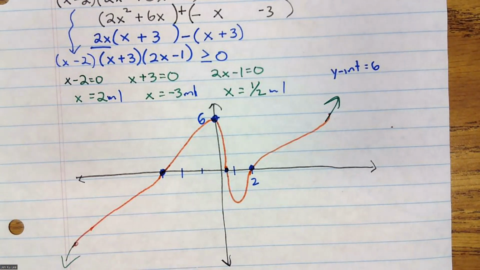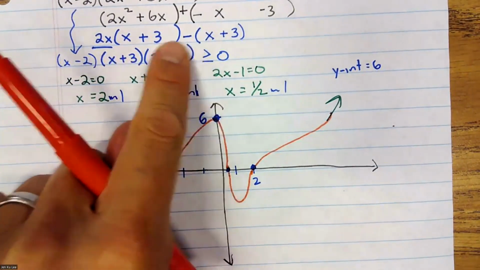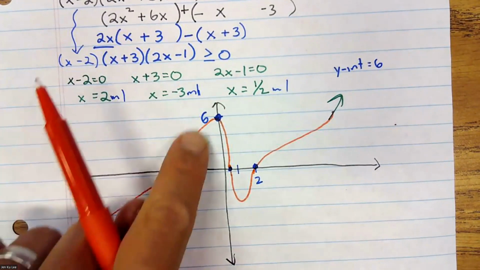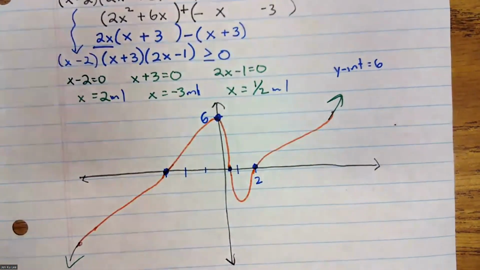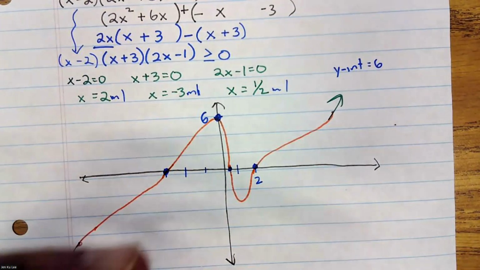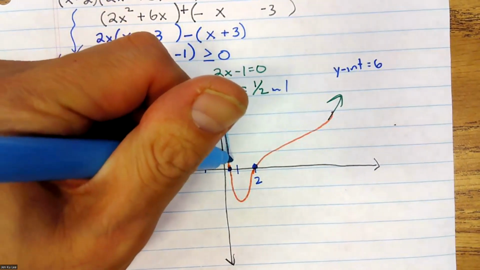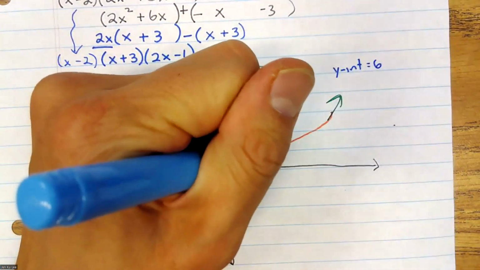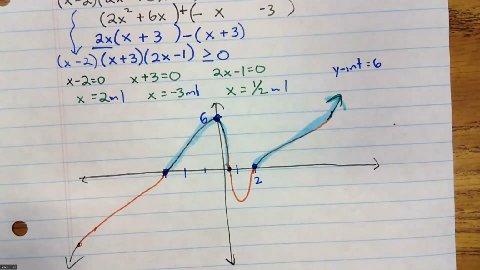So now if I look at this equation, I want this whole thing, we would have graphed, to be greater than or equal to 0, right? If it's greater than or equal to 0, then I'm interested in this part here and this part here, right? Yeah? Does that make sense?